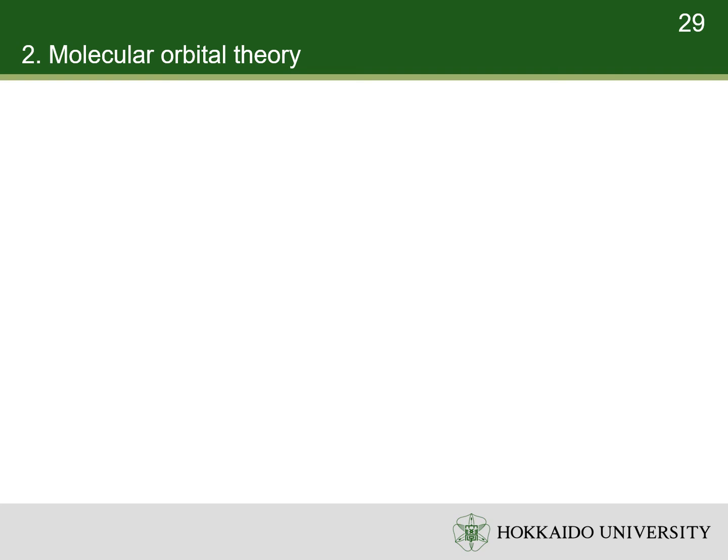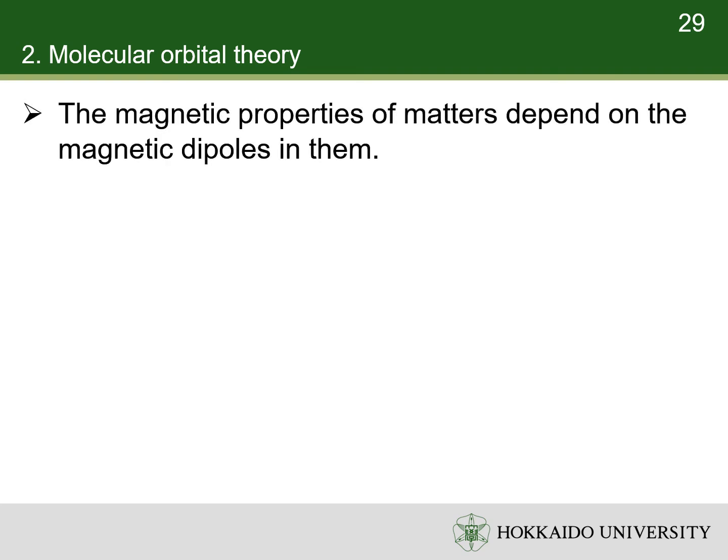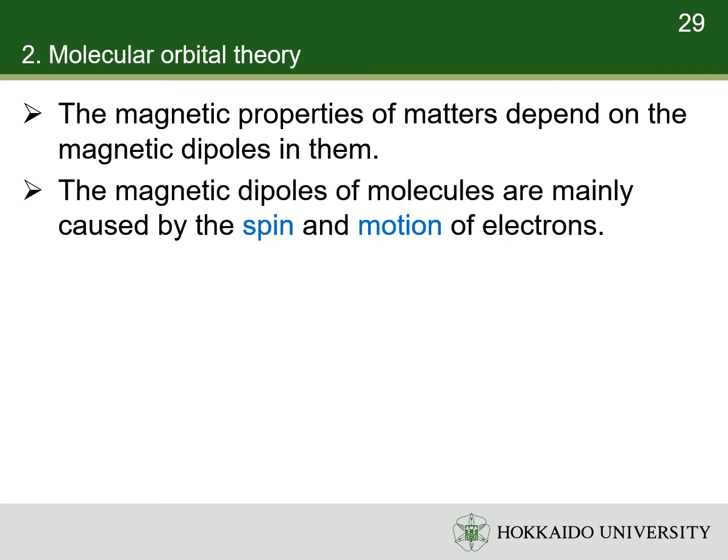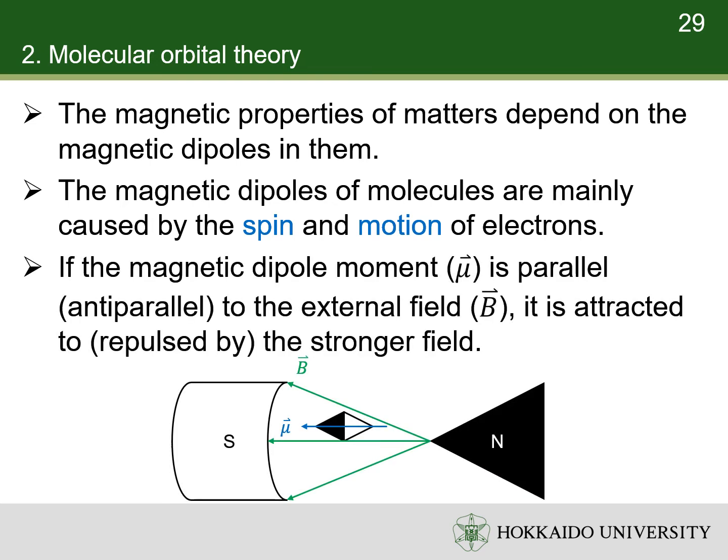Matters have various magnetic properties. The magnetic properties of the matters composed of molecules are the results of the magnetic dipole moments of the molecules. The magnetic dipoles of molecules are mainly caused by the spin and motion of its electrons. If a matter has its magnetic dipole parallel to the external magnetic field, it is attracted to the region with stronger field. If a matter has its magnetic dipole antiparallel to the external magnetic field, it is repulsed by the region with stronger field. So, the magnetic properties of matter can be studied through their interactions with external magnetic field.